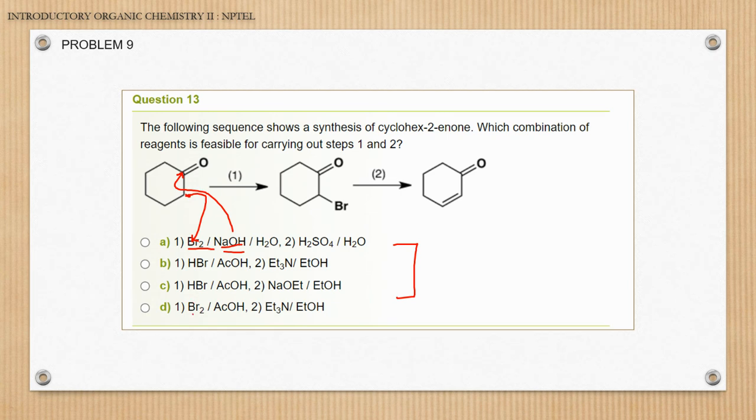But if you see option number D, bromine in acetic acid, as acetic acid being an acid, it would protonate your oxygen first. So here, what will happen? Now this alpha hydrogen will become more acidic. It is actually already acidic, but now it will be much more acidic because of the protonation of this carbonyl group. So this H will go here and this will go there.